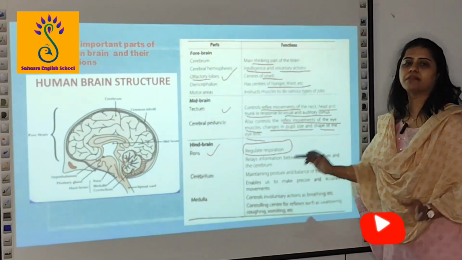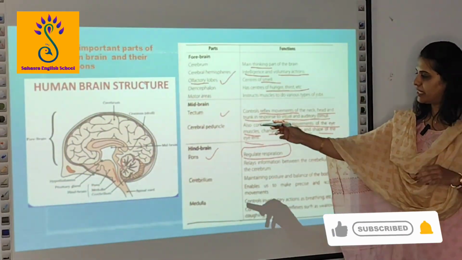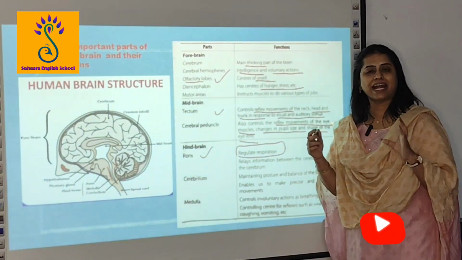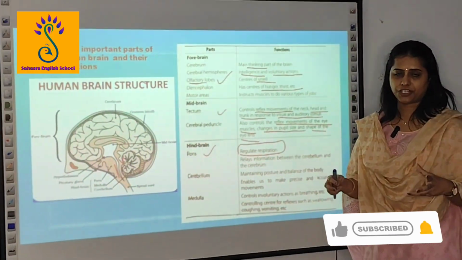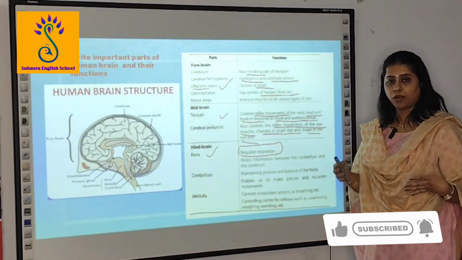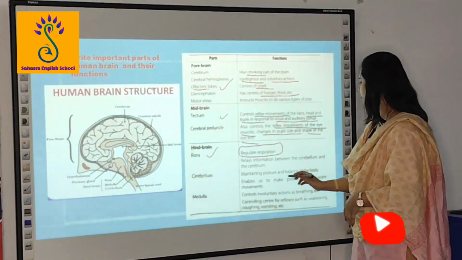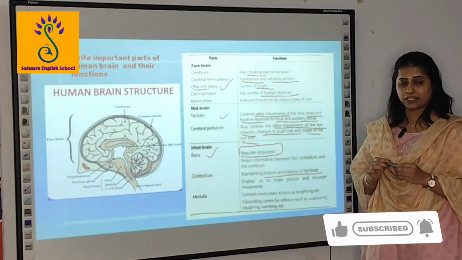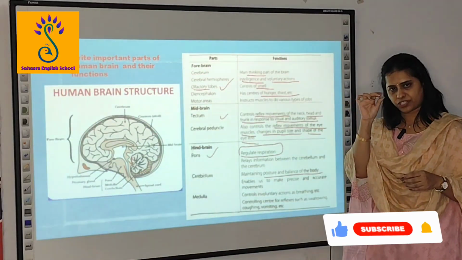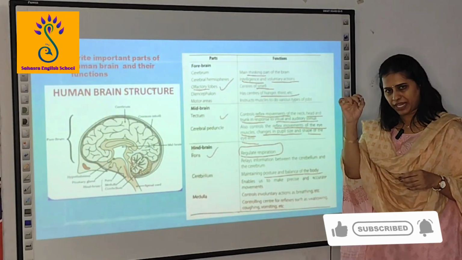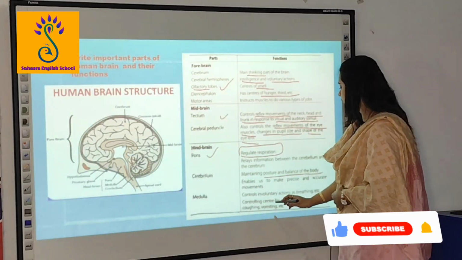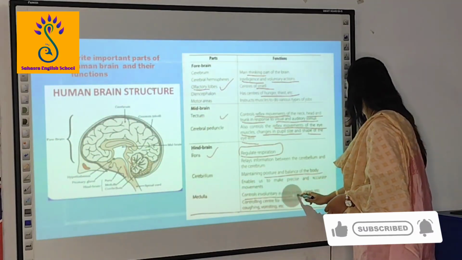Coming to cerebellum. Its structure is something like leaf-like, isn't it? It helps in coordination, balancing, especially posture balancing of the body. And it is responsible for precise functions like holding the pen, writing. Then medulla, it controls involuntary actions.